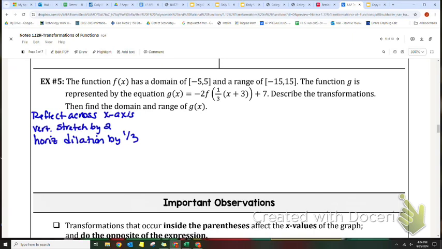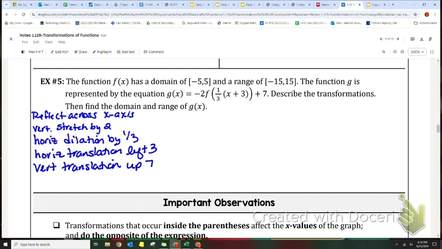So let's see, we did the reflection across the x-axis from the negative. The 2 was the vertical stretch, or we could say a vertical dilation by a factor of 2. The 1/3 was a horizontal dilation by a factor of 1/3. The 3 is where we're at, so that 3 is inside with x, so we know that means it's horizontal. It's being added or subtracted, so it's a translation. Plus 3, so we're going to go to the left 3. And the plus 7 is not inside with x, so it's vertical. It's being added or subtracted, so it's a translation. Vertical translations go up or down. It's a plus 7, so we're going to go up 7.